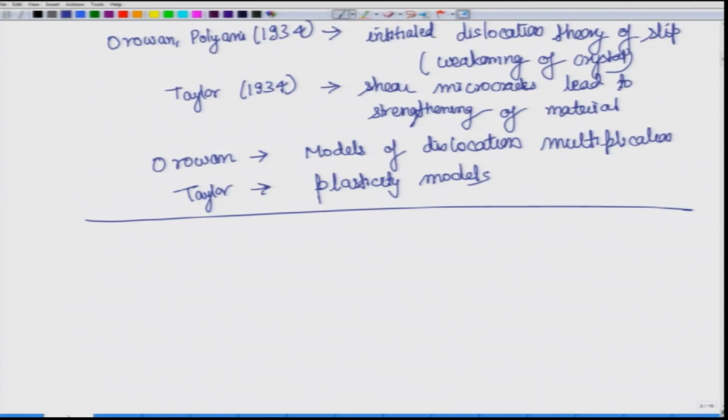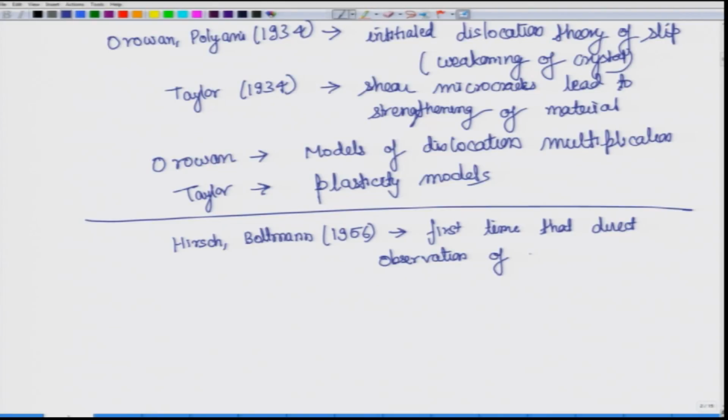Now, this is the model, but one thing that I missed here is when was it first observed. In 1934 it is still a theory, and when is it actually observed? Hirsch and Bollmann in the year 1956. That is when the first direct observation of dislocation was done in TEM. So, you can see that until 1956 people did not know that something like dislocation really exists, but just based on external observation, they were able to theorize such a perfect theory for dislocations.